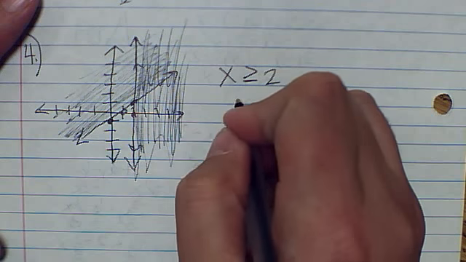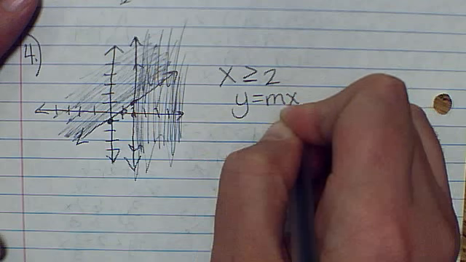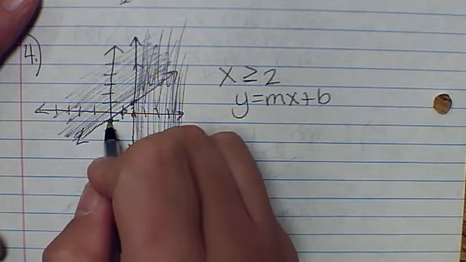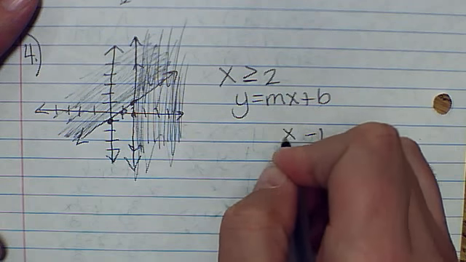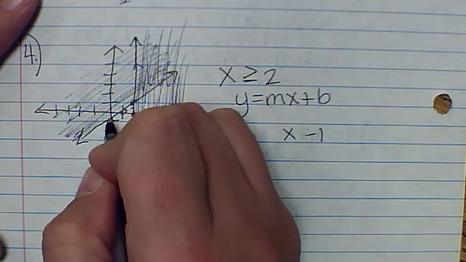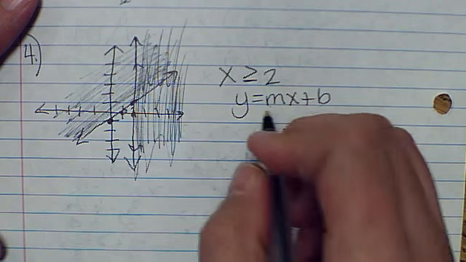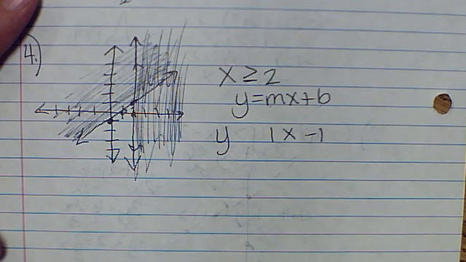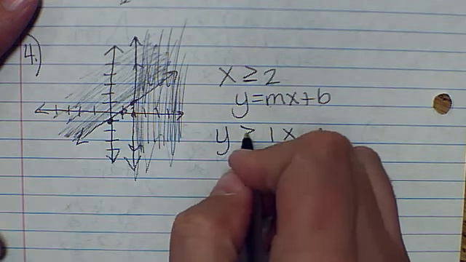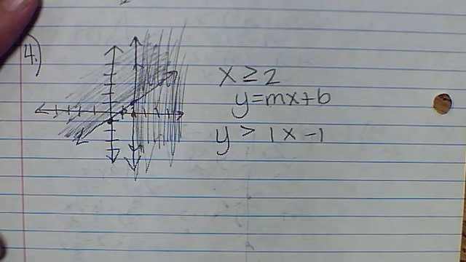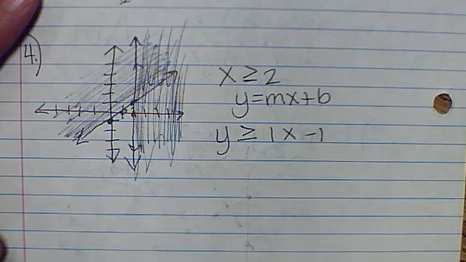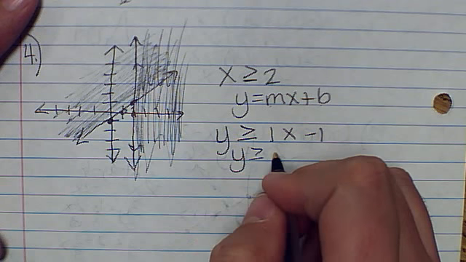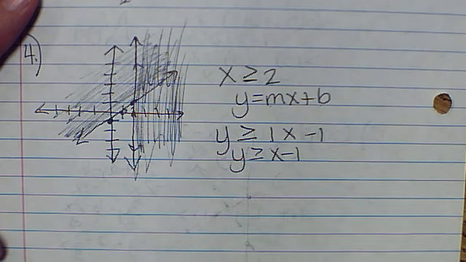For the other line, we're going to put it in y = mx + b form. And I always start with my b. My b is where it crosses the y-axis, and it crosses at negative 1. Then I find my m, and I can see I go up 1 and over 1, up 1 and over 1, so my slope is 1. I'm going to put my y. Now my shading is above, so that means it's a greater than sign. And then the line is solid, so greater than or equal to. And you can either write that with the 1 or without the 1. So I'd also accept y ≥ x - 1.